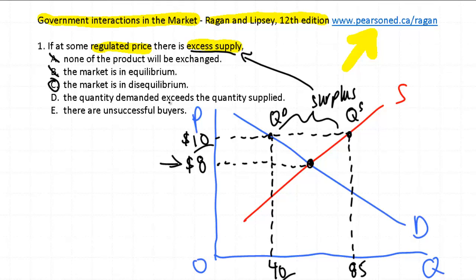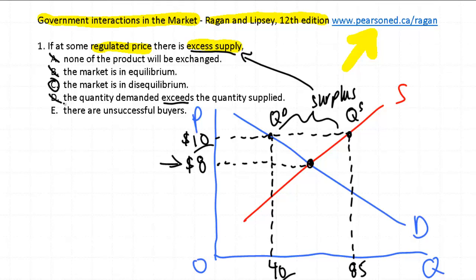The quantity demanded exceeds the quantity supplied. That's not true because look, quantity demanded is 40 and quantity supplied is 85. So it's quantity supplied that exceeds quantity demanded, not the other way around. So quantity demanded is smaller than the quantity supplied. So this is not true. And E, there are unsuccessful buyers.